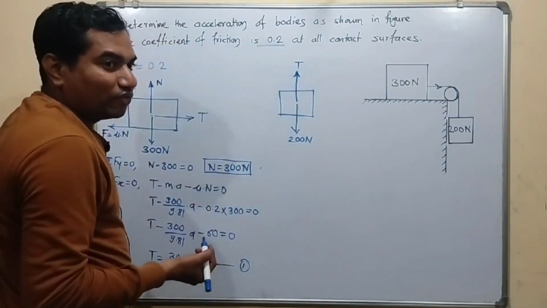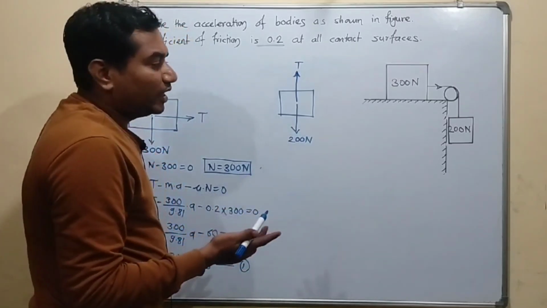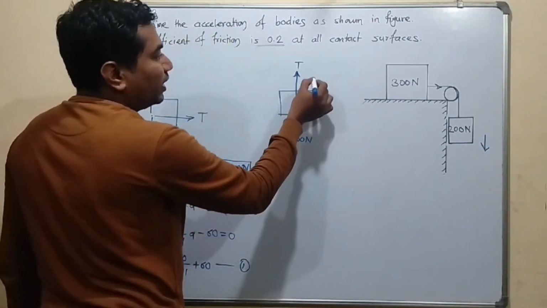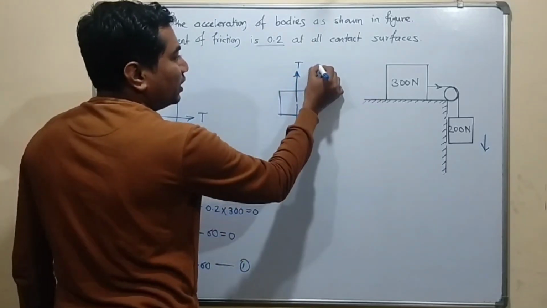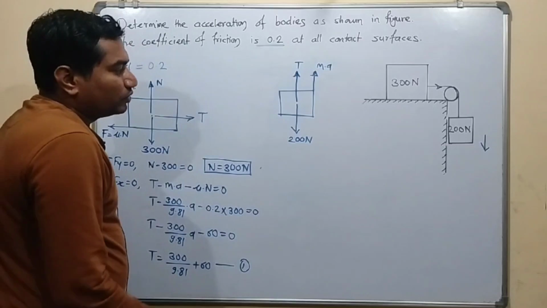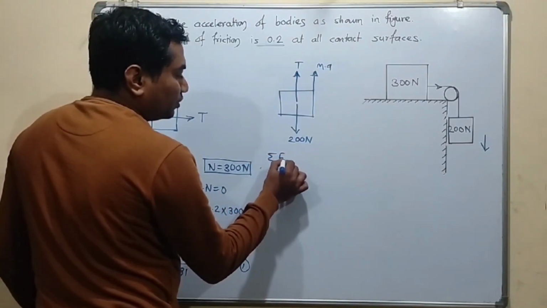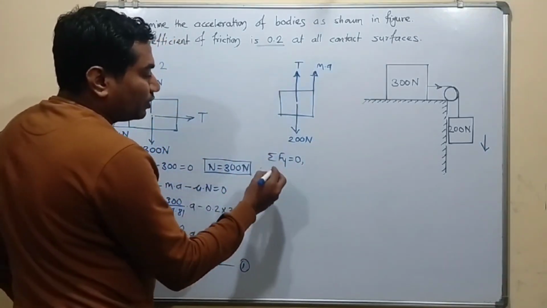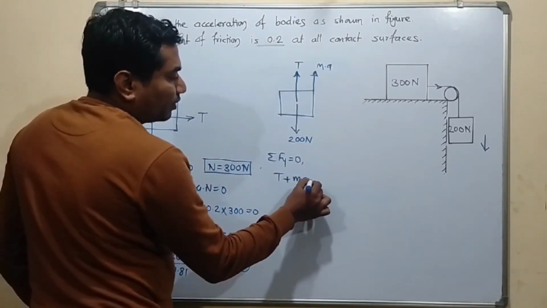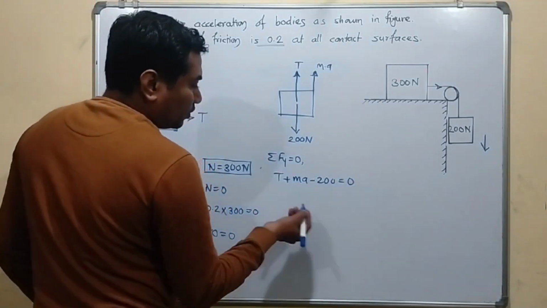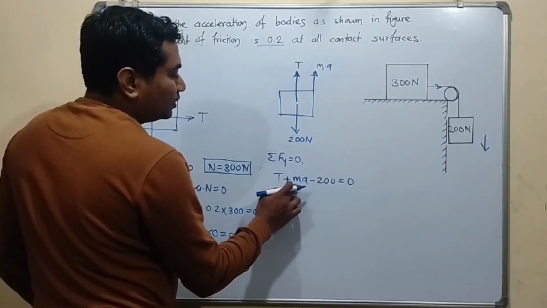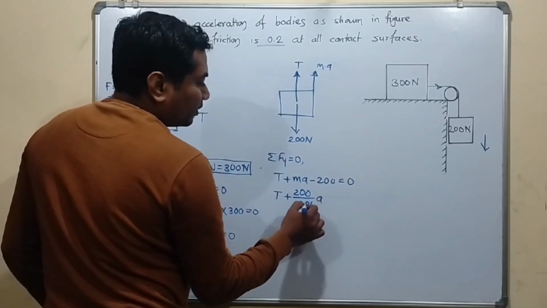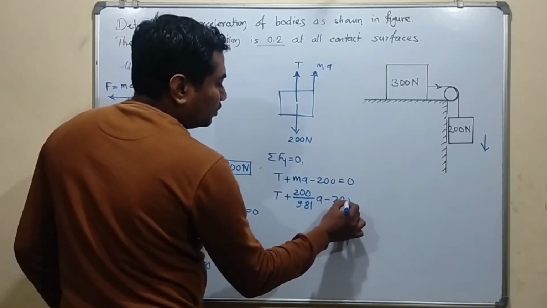There is also an inertia force, and the inertia force is in the opposite direction of the motion of the block. The motion of this block is vertically downward, so the inertia force is acting vertically upward, and it is given by mass into acceleration. Now we will apply the equilibrium condition. Summation of Fy is equal to 0. Vertically upward is positive, vertically downward is negative. So T plus Ma minus 200 is equal to 0. So T plus mass, which is weight divided by acceleration due to gravity, that is 200 divided by 9.81 into A, minus 200 is equal to 0.